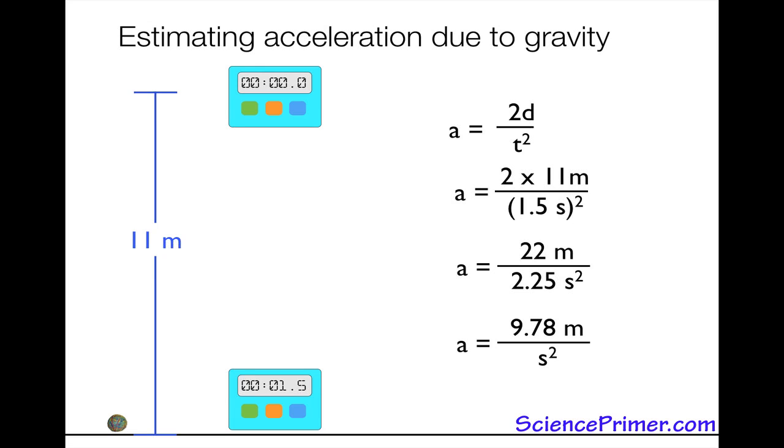Keep in mind that this is a sort of contrived example. In real life, if you tried to do this, it would be very difficult to precisely measure that 1.5 seconds, but you'll get some estimate somewhere around 10 meters per second squared for acceleration due to gravity. The more carefully you can measure time, the more accurate your measurement will be.